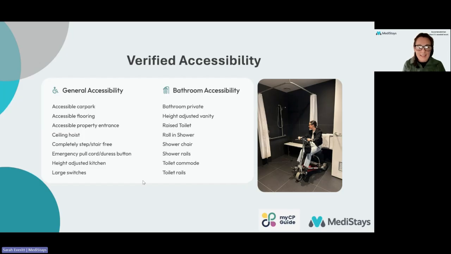So on our side, this is Ash, our accessibility reviewer. Ash lives with a diagnosis of Friedreich's ataxia, which is a progressive disease. And so she is a great member of our team to go out and really visit the properties from the perspective of somebody who is dealing with accessibility on a day-to-day basis. And this includes general accessibility and considerations about car parking and flooring and so on. And we're really with a focus always on bathroom accessibility. That's always a very important one for us.